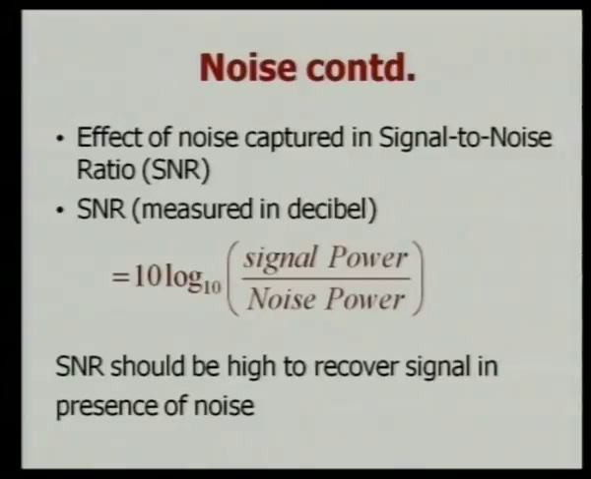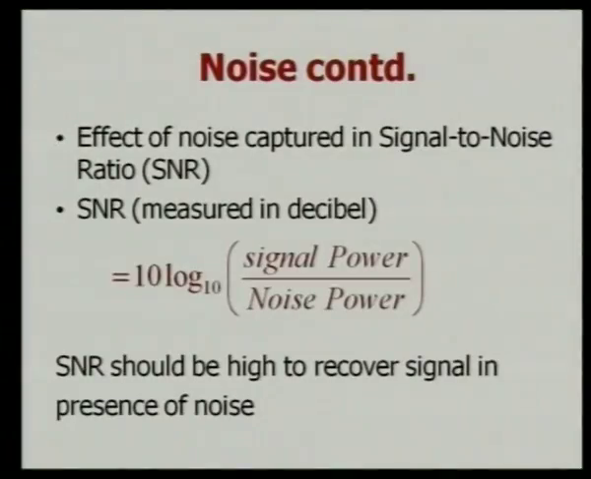Now when you talk of signal to noise ratio, it is normally measured in what is called decibels. Now what does the decibel stand for? It is defined like this. You define it as 10 times log to the base 10 of signal power divided by noise power. So this formula gives us the SNR, the signal to noise ratio, measured in decibels.